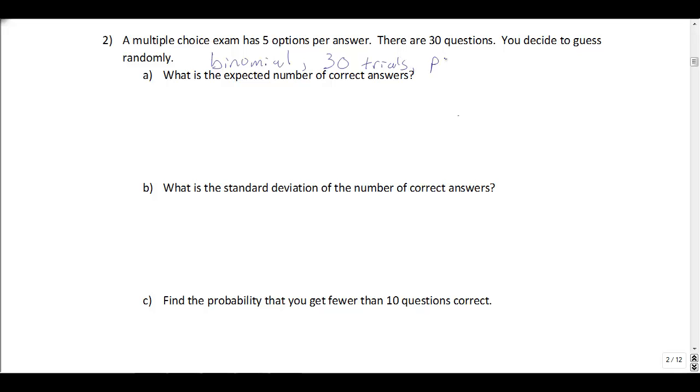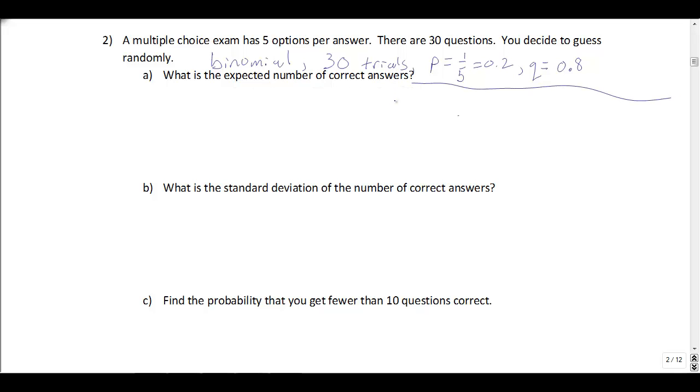And our probability of success, that's p. Well, we have 5 options. So if you just guess, p is 1/5, or that's 0.2 as a decimal here. And then q is the probability of failure. That's 1 minus p. That's going to be 0.8 or 4/5. Okay, so that's just our general setup. We have a binomial, and then we have to answer some questions.